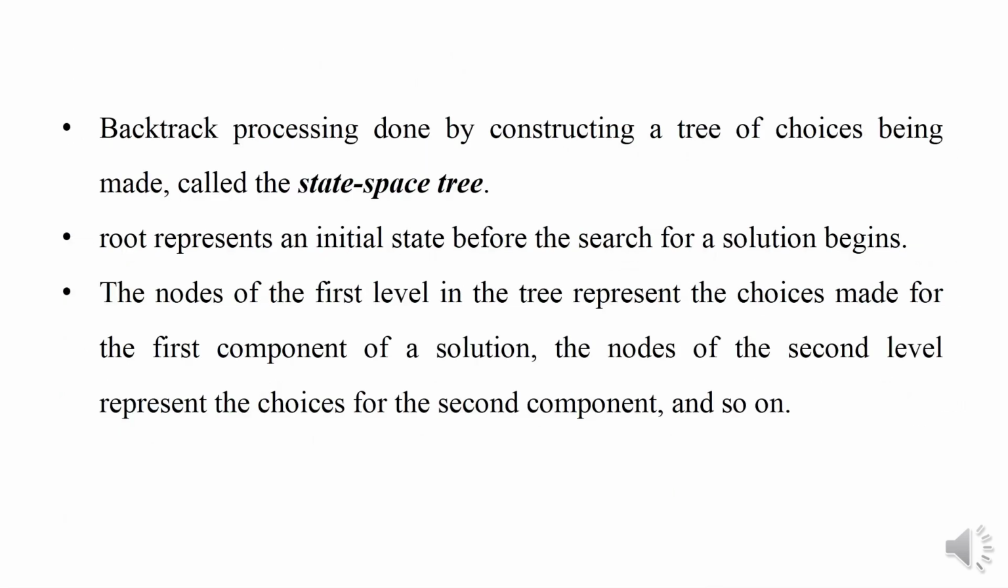During the process of backtracking, we construct a tree which indicates the choices that are made, and this tree is called the state space tree. In such a tree, the root node represents an initial state, that is before the search for the solution begins.